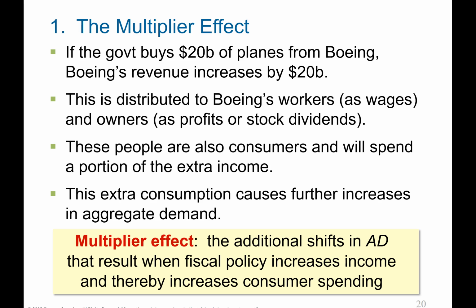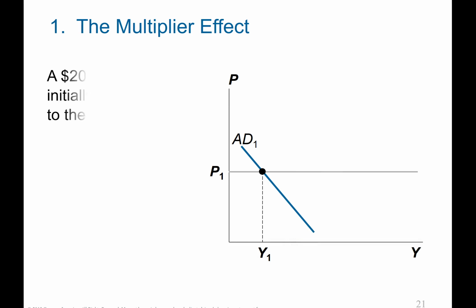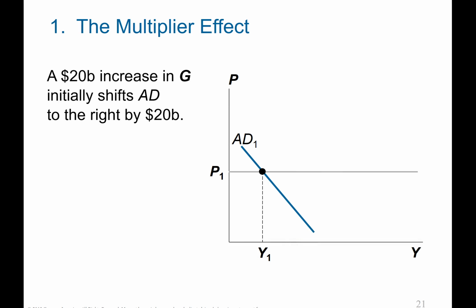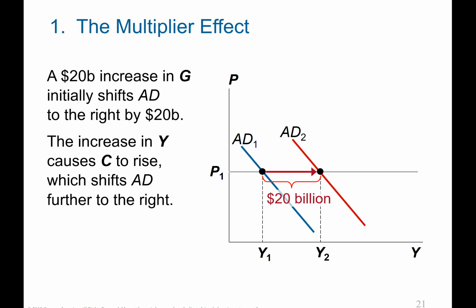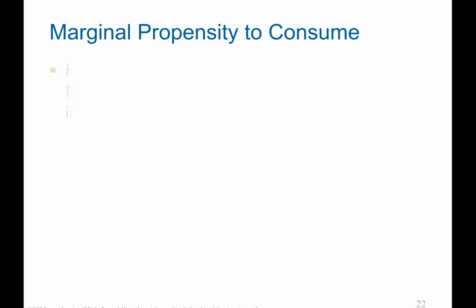Well, the multiplier effect then, by definition, is the additional shifts in aggregate demand that come from this initial change in fiscal policy. Okay? The multiplier effect, if we look at this graphically, we can see this $20 billion, an increase in government expenditures, initially shifts it to the right by $20 billion. Right? Because we say, well, Boeing got all that income. But the increase in income for Boeing causes consumption to rise, which shifts aggregate demand even further to the right. And we kind of looked at some of those intermediate transactions, but there's just a whole lot going on there.